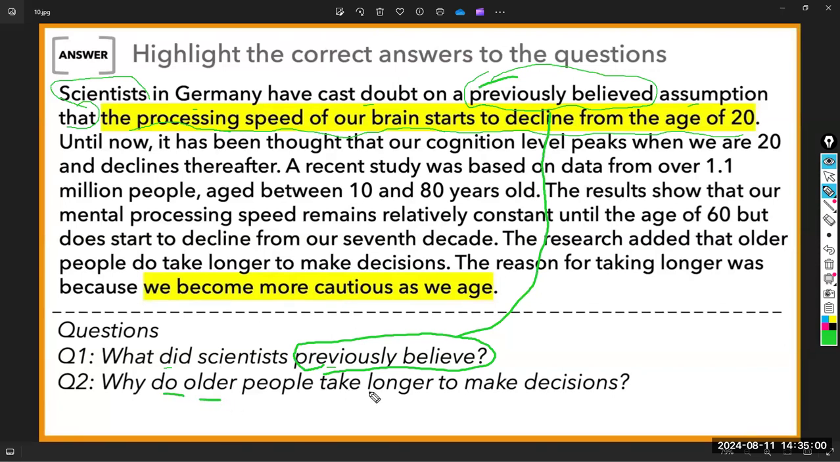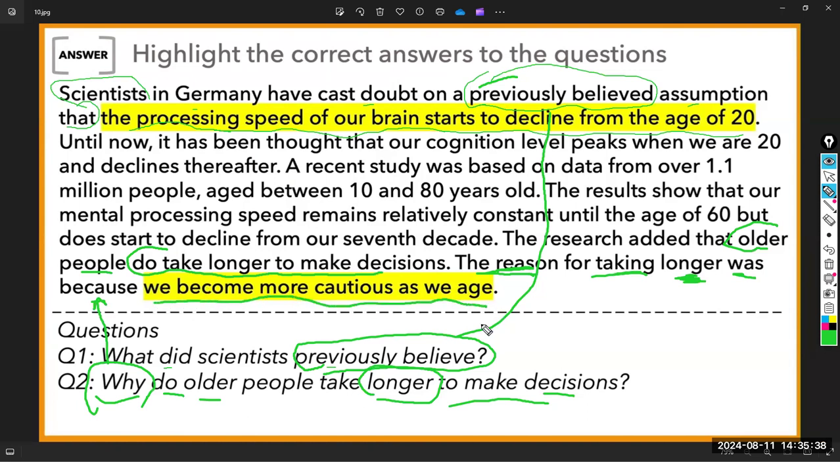Why do older people take longer time to make decisions? So notice that the reason for taking longer time to make decisions, this is it. Older people do take longer time to make decisions. Why? The reason is, for taking this long period of time was because, we have "because" here. Because of what? Because they become more cautious as they age.